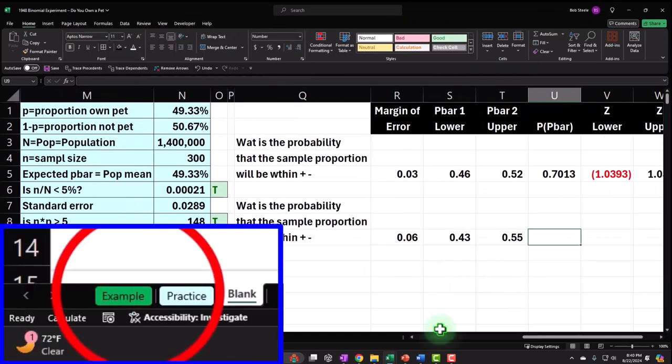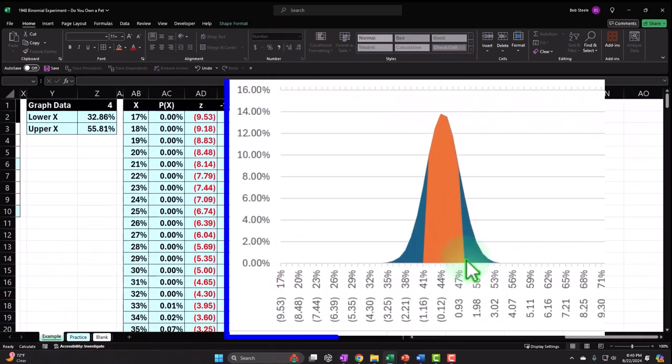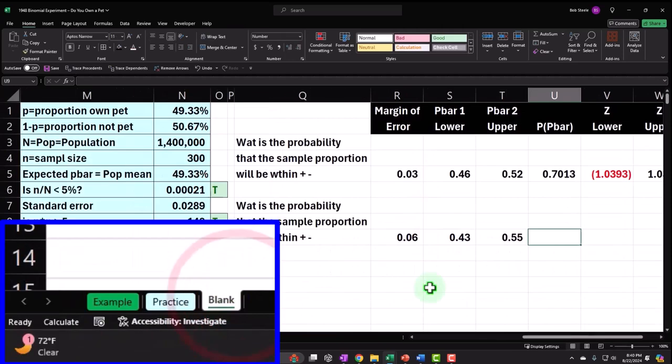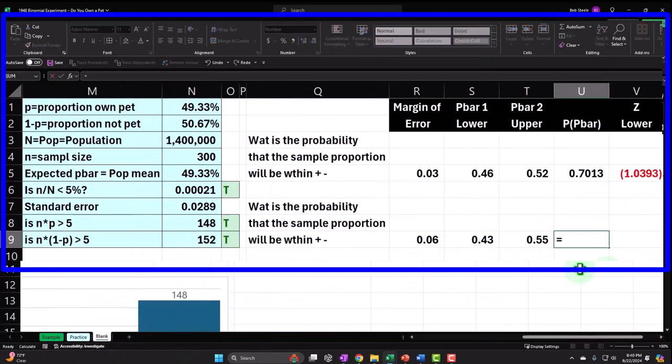The probability, we're going to add the probability up to the big spot minus the probability of this blue bit. So that's going to be with the norm.dist because it's now in the form of a bell curve.